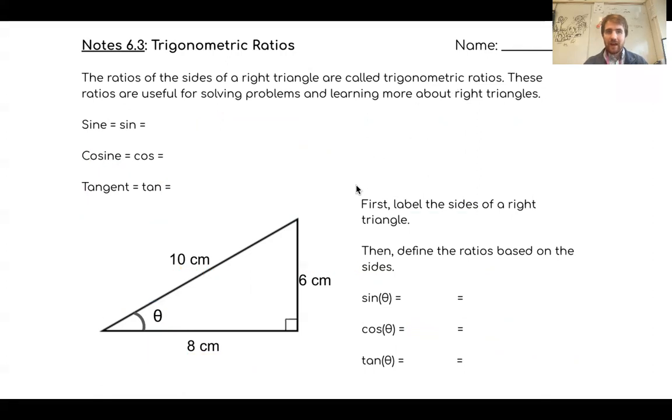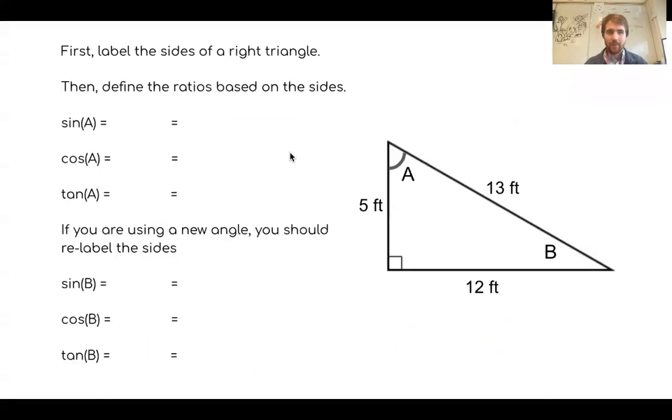All right, let's look at the next slide. I'm going to start off by labeling the sides again. In this case, it's asking for sine of A, so we have to find angle A. Angle A is right here. The hypotenuse, always the same, the longest side, is 13. The opposite, opposite angle A down here, is 12. So this is the opposite side.